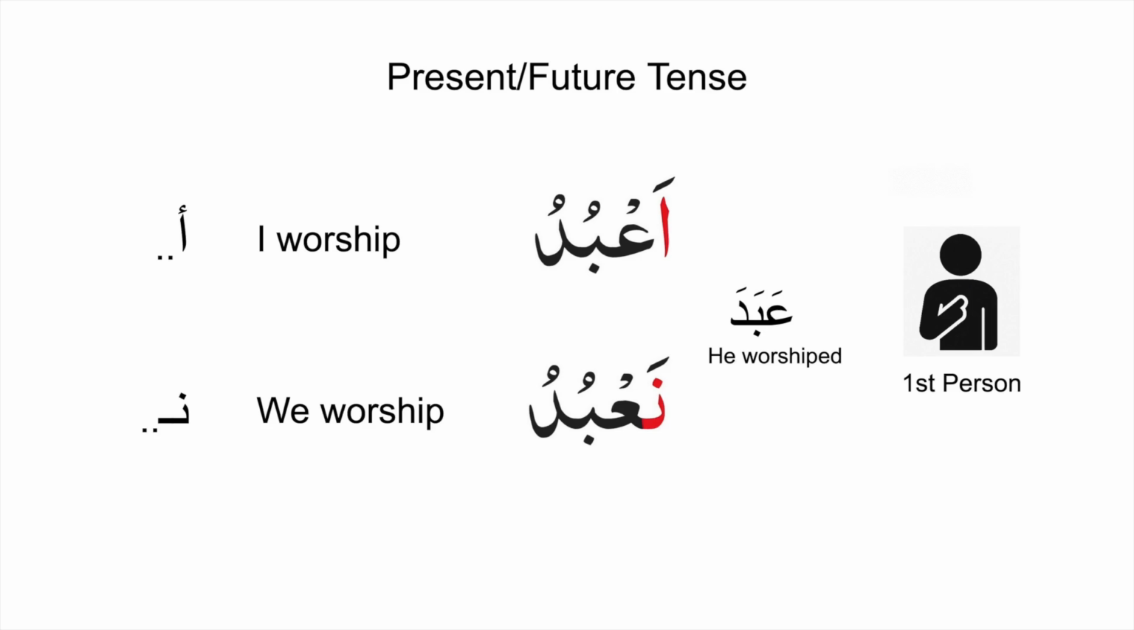Now let us focus on the first person. That is, I and we. We are using a different word this time. Earlier you saw the past form, abada. It means he worshipped. Now look at the present form for I, a'budu. It means I worship. Notice the beginning. The letter alif tells you this is first person singular.